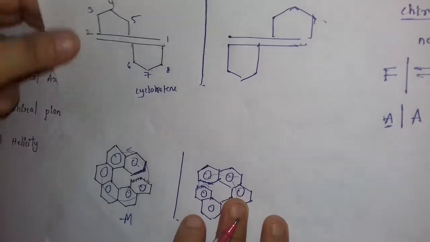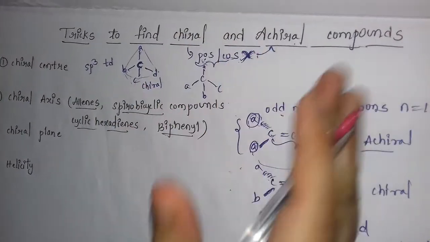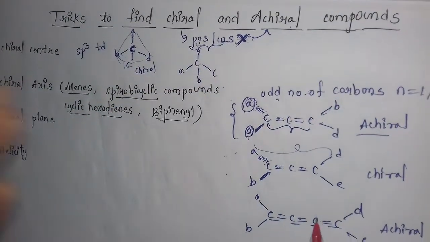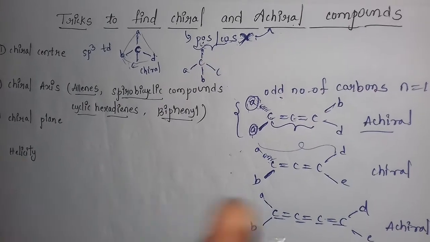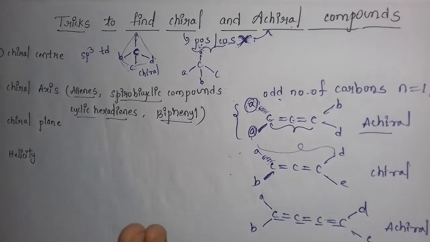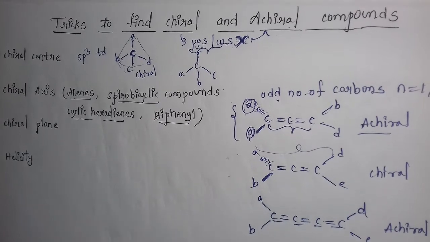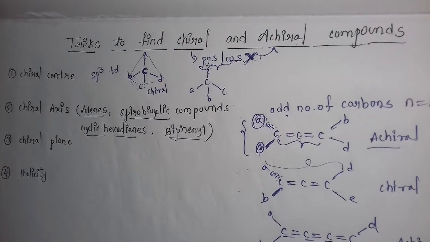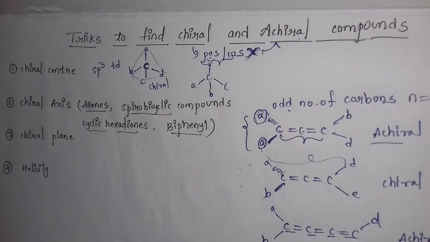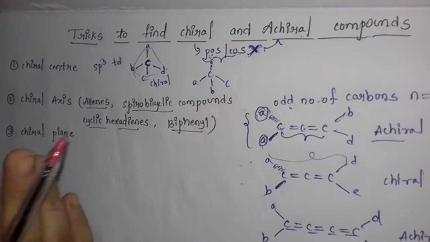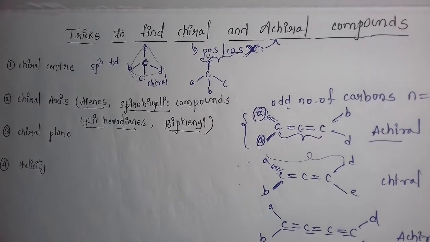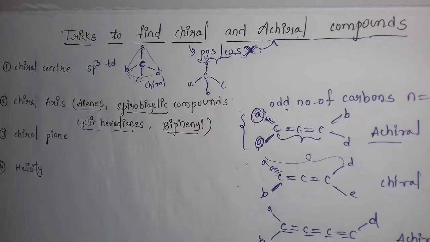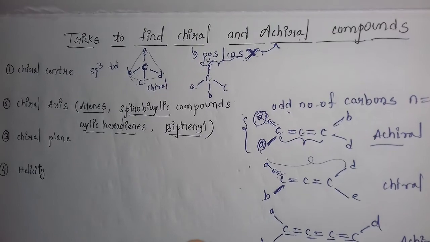Now we have seen the trick to find chiral and achiral compounds. First, you need to see 4 different groups. Then this is for chiral axis compounds. For the chiral plane you can see the mirror image of that, and helicity you have seen. Actually, I have taught you that chiral compounds are non-superimposable mirror images. There should be no plane of symmetry or center of symmetry, but it is compatible with an axis of symmetry. Now if the compound is chiral, then it can't be achiral. If the compound is achiral, then it can't be chiral. Okay, if any compound is not chiral, that is achiral. Okay, I hope you got this.